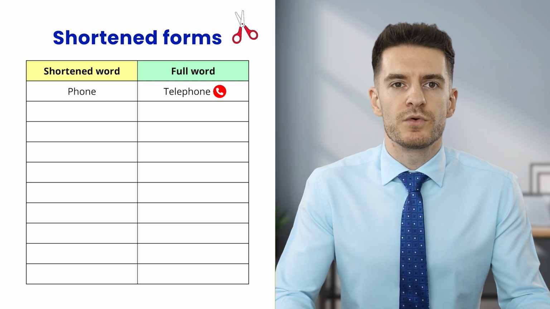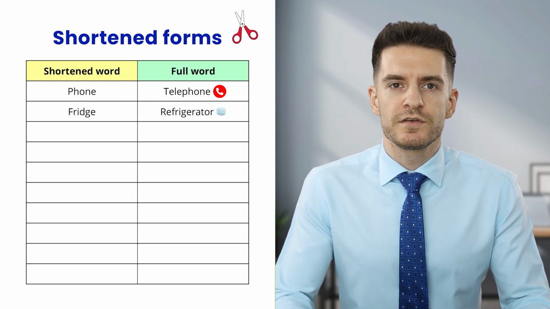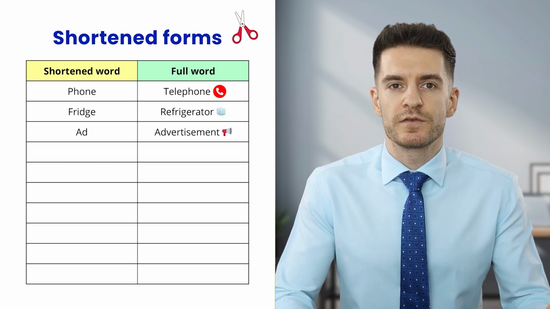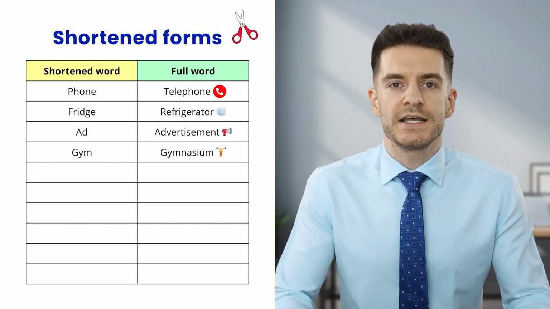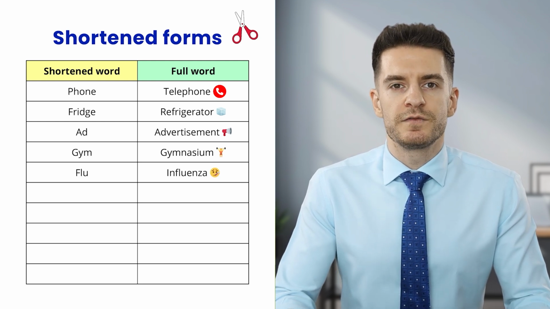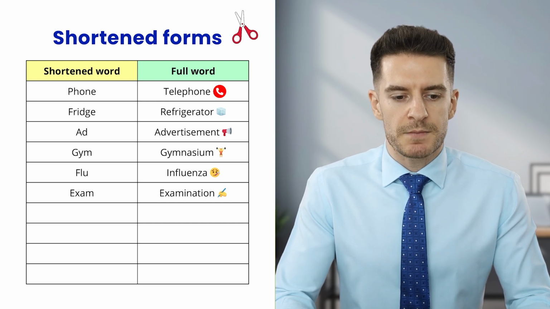Let's have a look at some more examples. The next one is fridge. Well, that's the shortened form of refrigerator. The next one is ad. That's short for advertisement. The next one is gym. That's short for gymnasium. Flu, that's short for influenza, when you get really sick. Exam, that's short for examination.